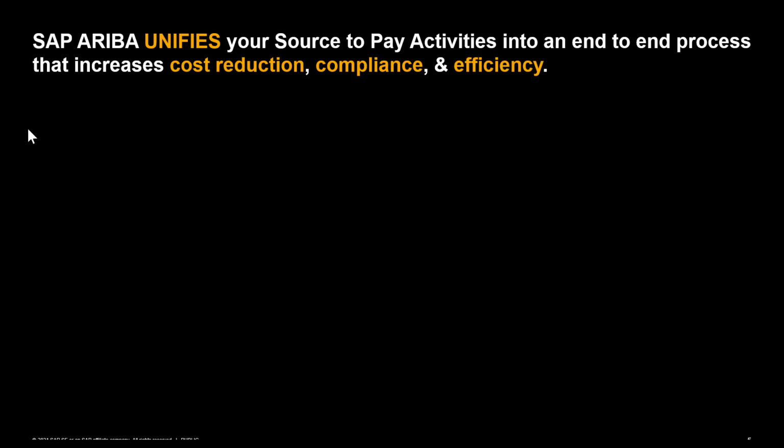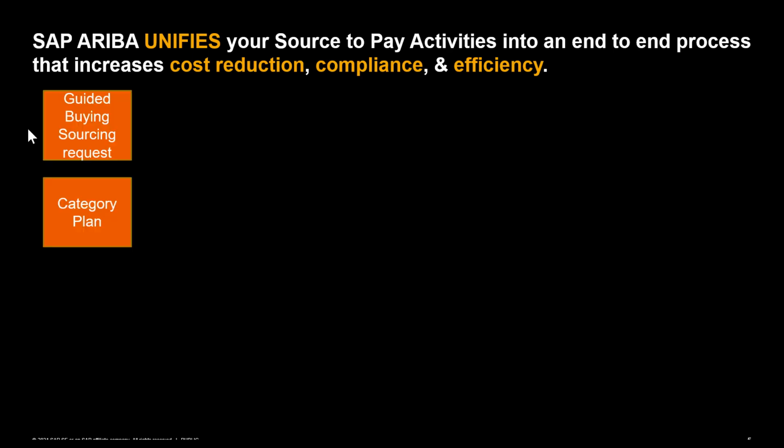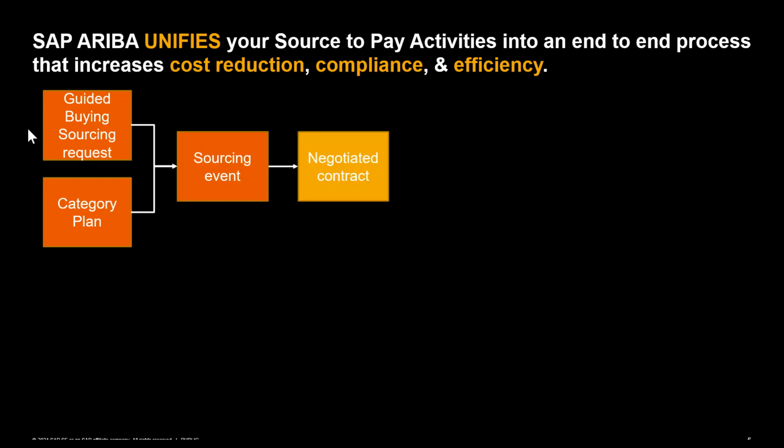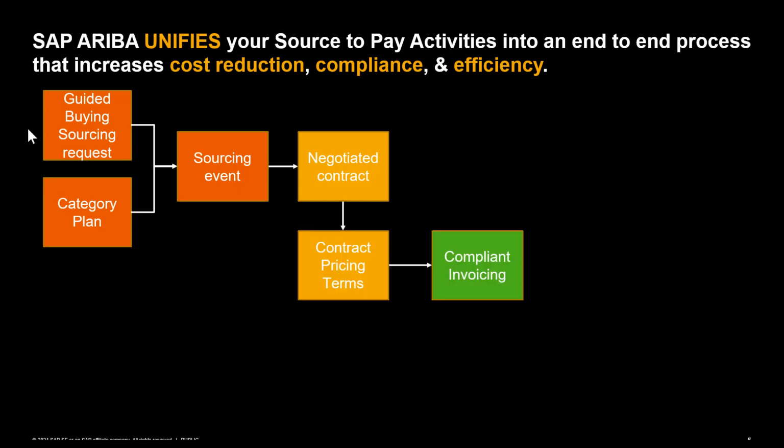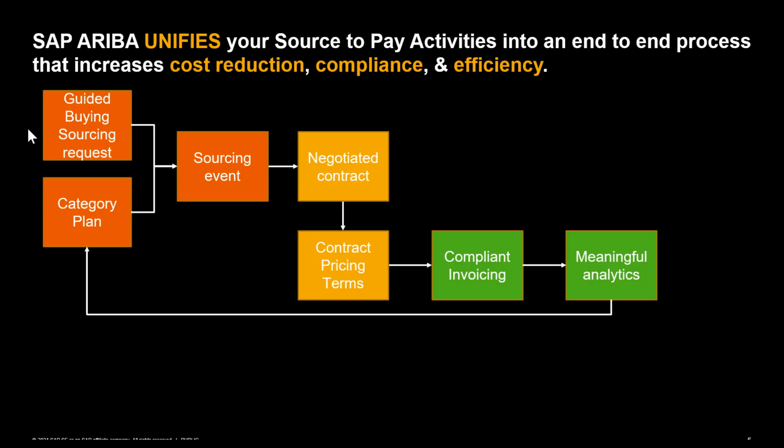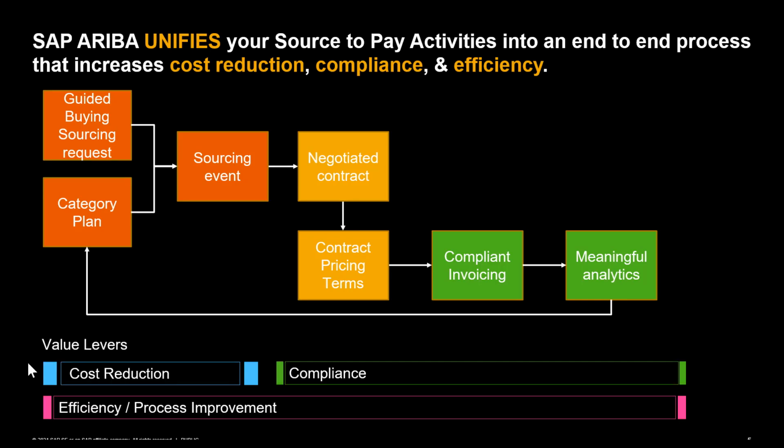To summarize, we've seen how SAP Ariba unifies your source-to-pay activities into an end-to-end process that increases cost reduction, compliance, and efficiency. For instance, we saw a guided buying sourcing request turn into a sourcing event, turn into a negotiated contract, which then flows into the contract pricing terms and creates compliant invoicing. This all led to meaningful analytics, which then can inform your category plan and lead to future sourcing events. The value this brings is more cost reduction, more compliance, and more efficiency and process improvement for your company.